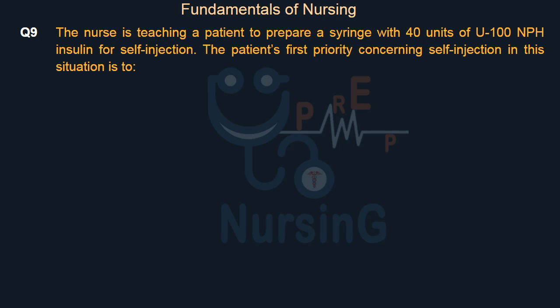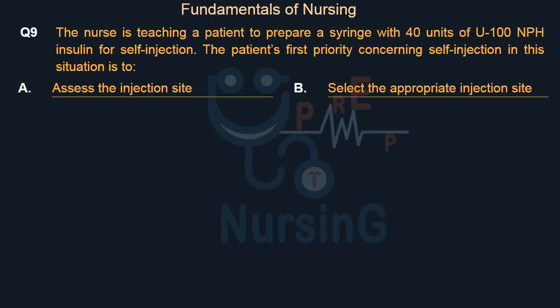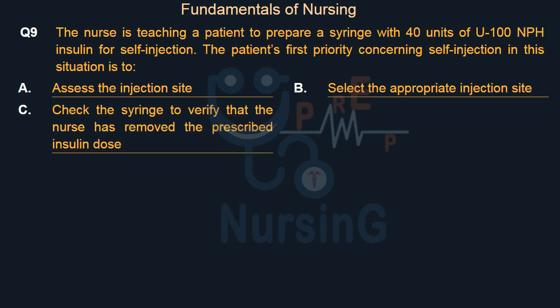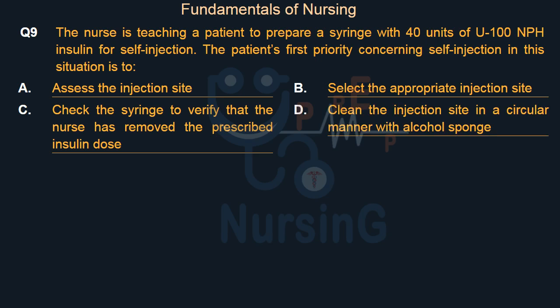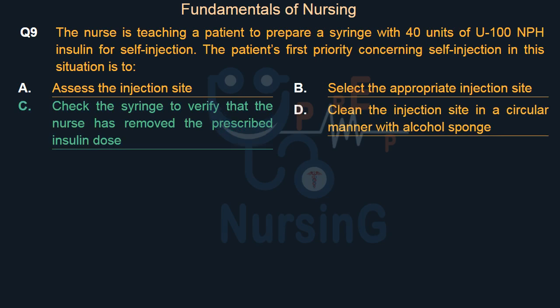The nurse is teaching a patient to prepare a syringe with 40 units of U-100 NPH insulin for self-injection. The patient's first priority concerning self-injection in this situation is to: option A. Assess the injection site. Option B. Select the appropriate injection site. Option C. Check the syringe to verify that the nurse has removed the prescribed insulin dose. Option D. Clean the injection site in a circular manner with alcohol sponge. Right answer is option C.